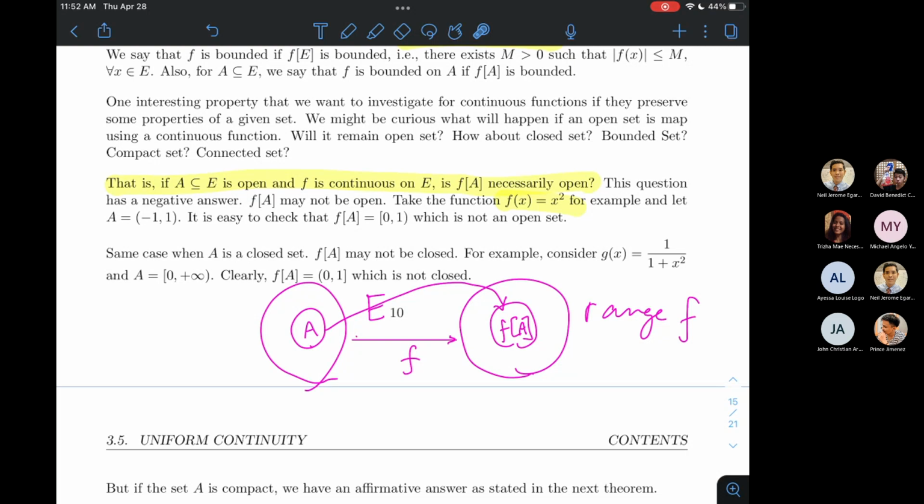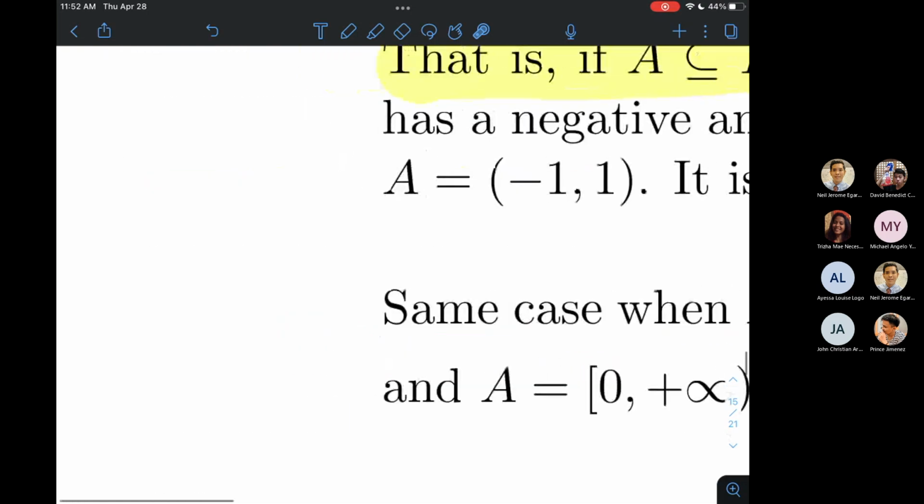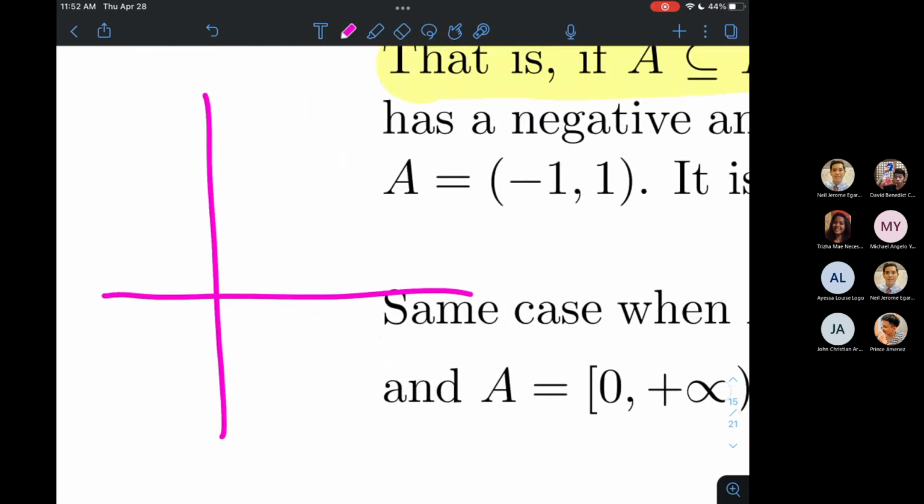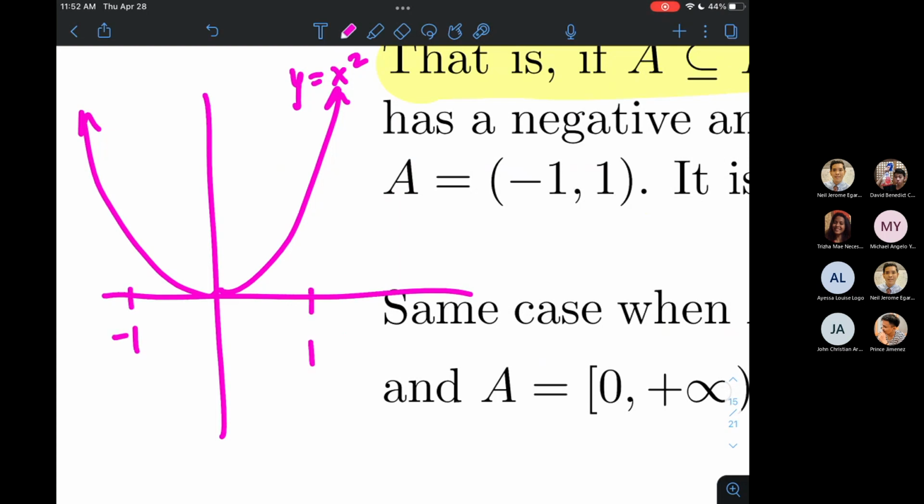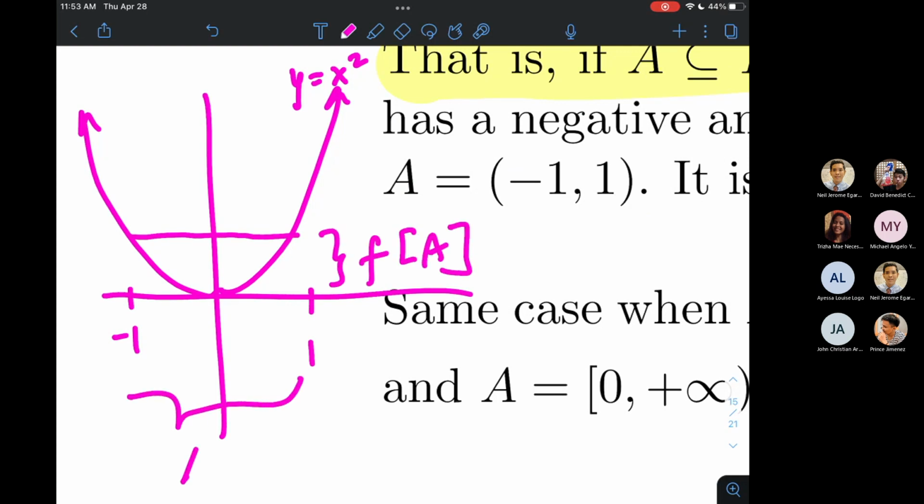Kukunin mo lang lahat ng function values ng mga elements from -1 to 1. And it is easy to see, siguro tingnan natin yung graph. Kung graphical tayo mag-isip, ito yung y equals x squared. So, ang range niya ay from 0 to positive infinity. Yun yung image ni f. Pero pag titingnan natin yung image ni A under f, si A ay yung interval -1 to 1 lamang. So, ibig sabihin, ito lang yon. Ito lang yung f bracket A.